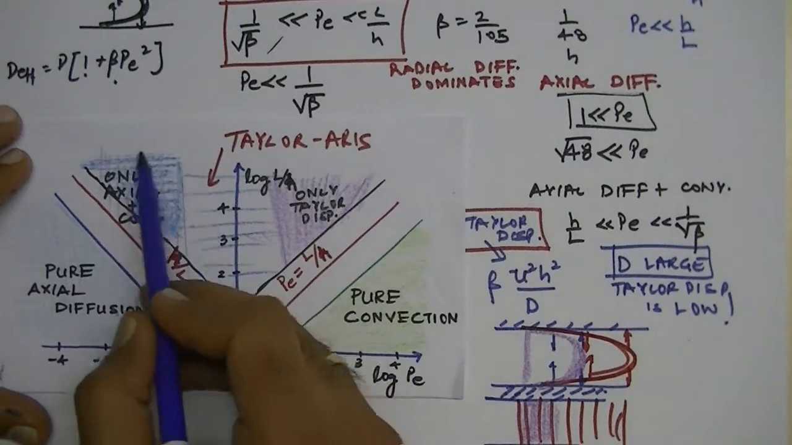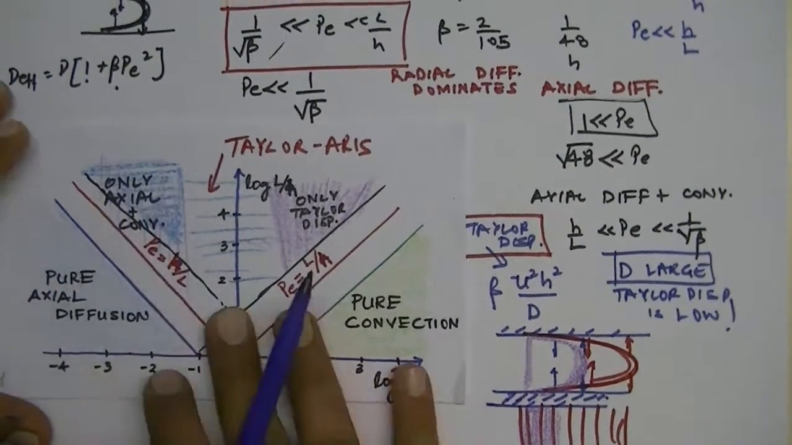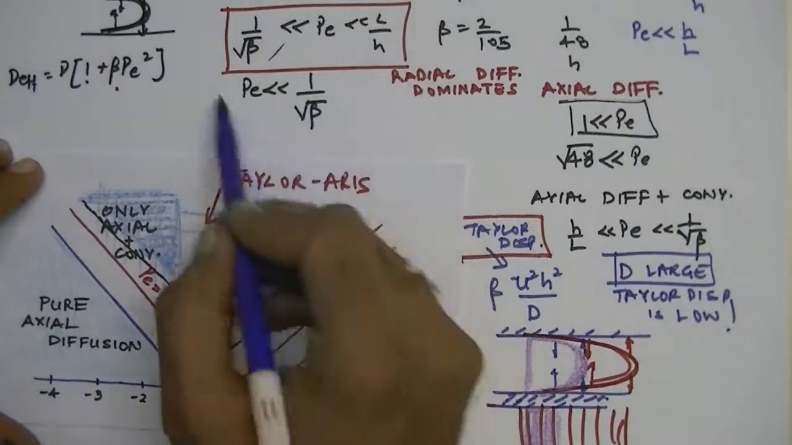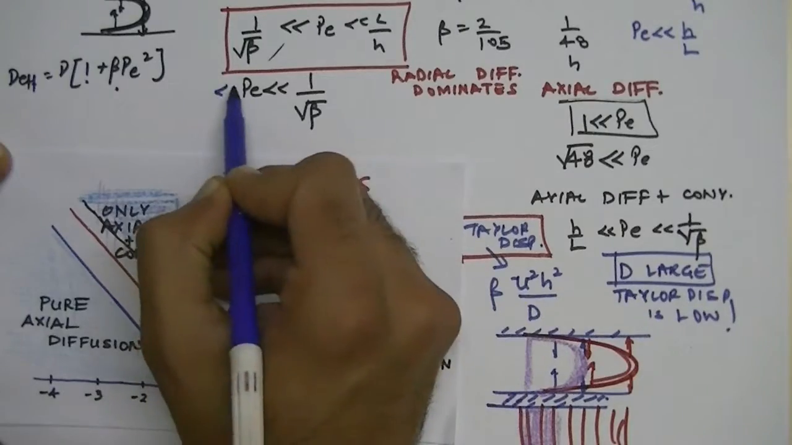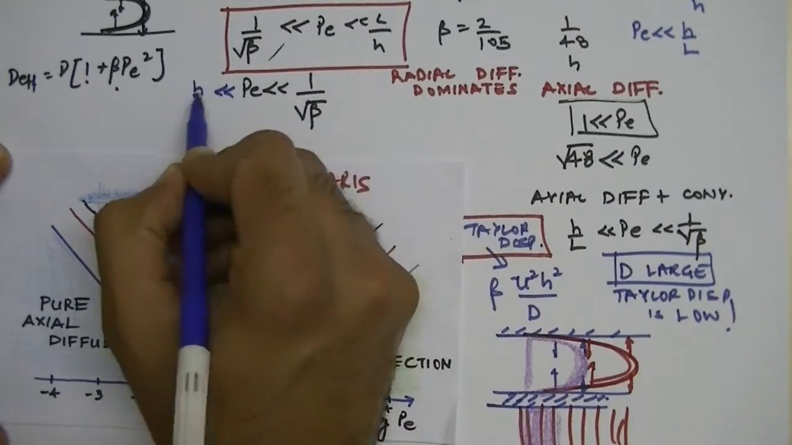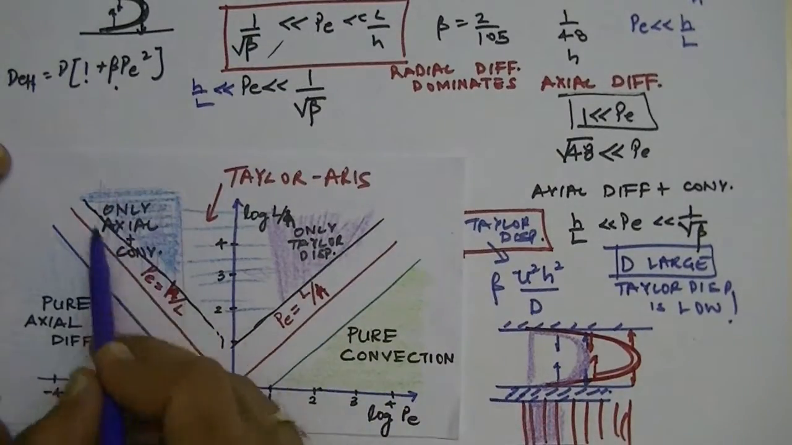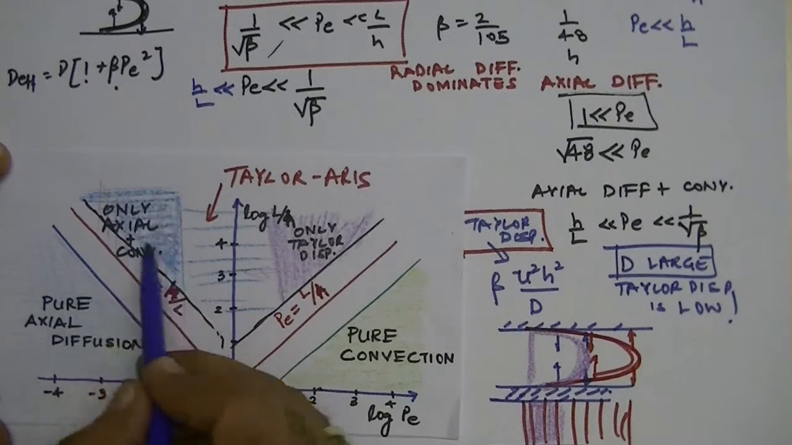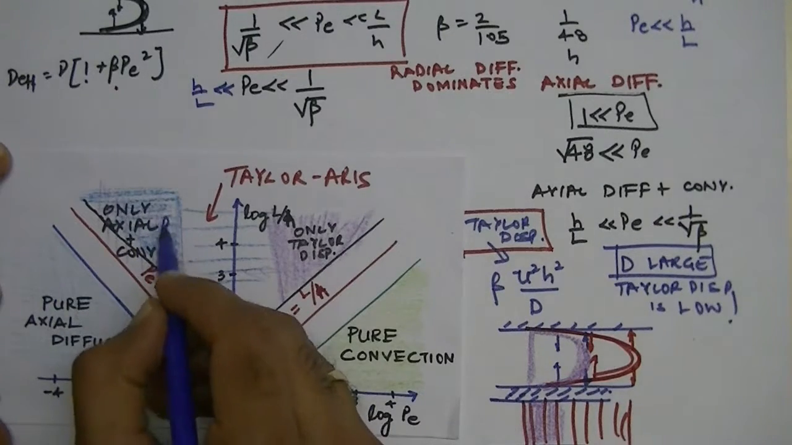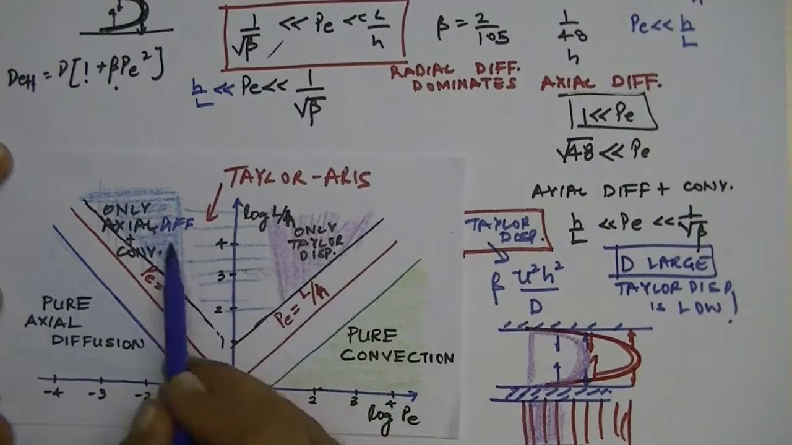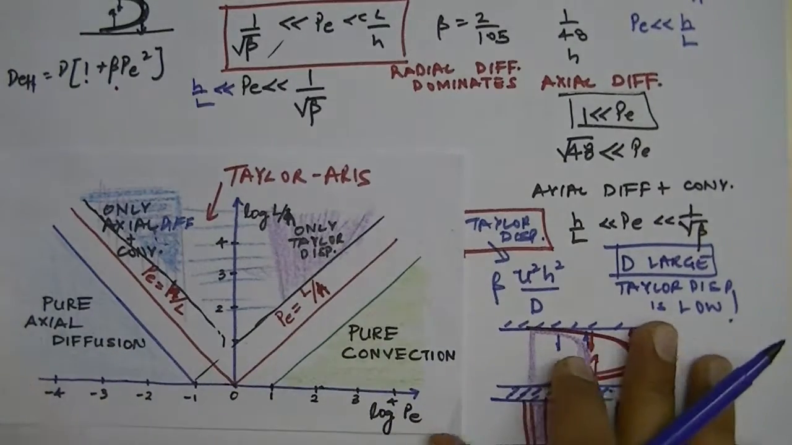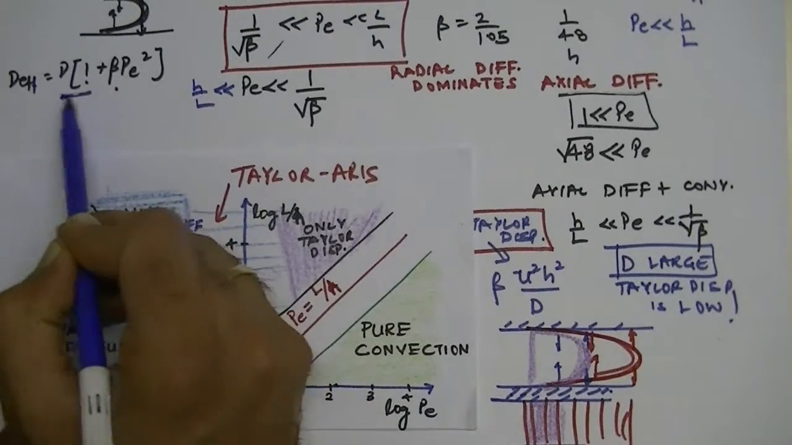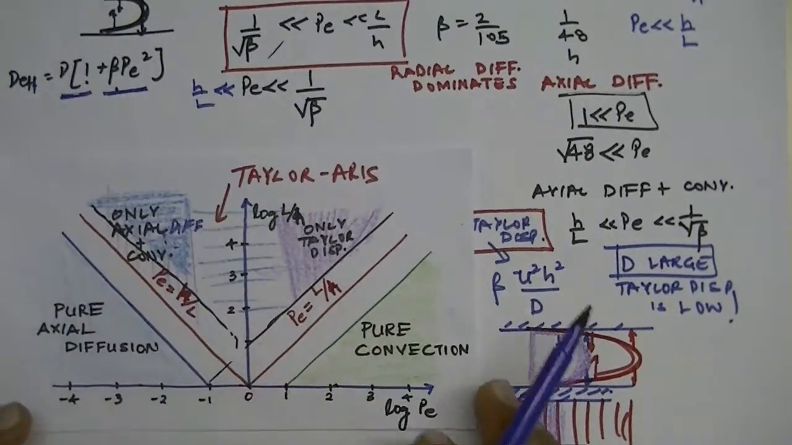And for the Peclet numbers which are much less than 1 over under root beta, but are larger than H over L, that is over in this regime, we have axial diffusion plus convection, and in between these two regimes we have this Taylor-Aris dispersion, where you have both axial diffusion plus this Taylor dispersion.